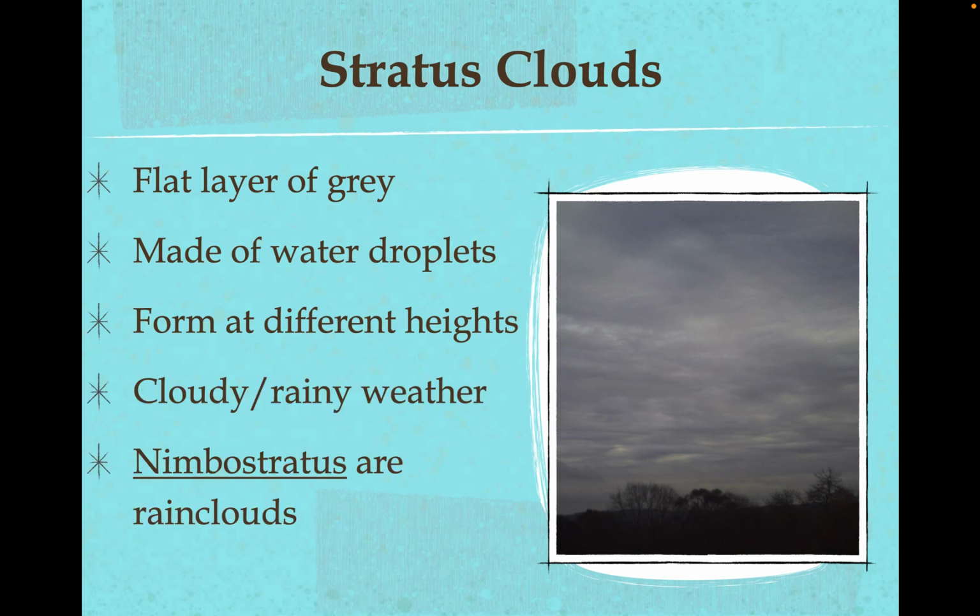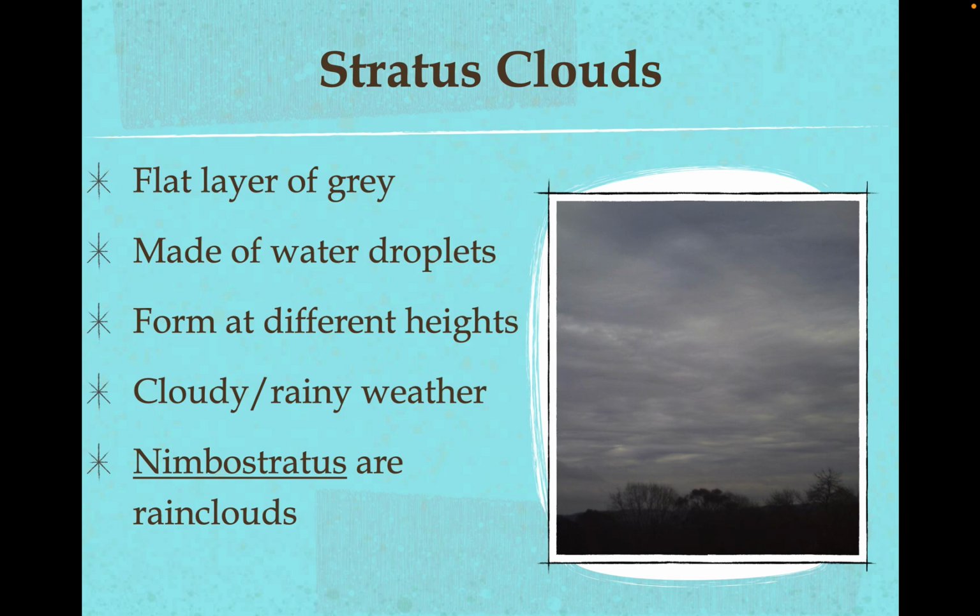Stratus clouds are our last type. Flat layer of gray. If you ever see it looks like a gloomy day, that's stratus clouds. Stratus clouds look gray because they're blocking out some of that sunlight, so it's going to be a little bit darker. They're made up of water droplets. They form at different heights depending on the conditions and everything. They indicate it's cloudy or sometimes rainy weather.